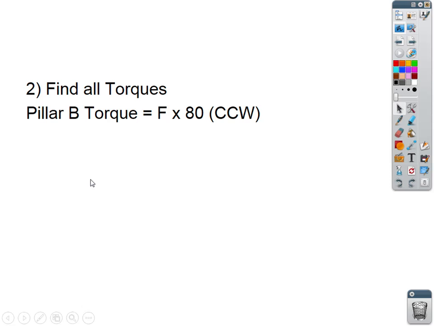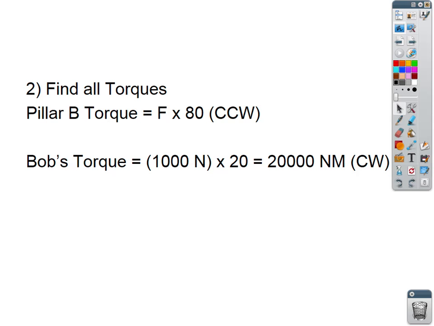So I'm not going to go back to my picture. The torque of pillar B would be the force times 80. We don't know what that force is. That's what we're trying to solve for. What is the force that pillar B is using to basically push the bridge up? Bob's torque, we do know that he's 1,000 newtons. This is 100 times 10. He said it was 100 kilograms. Times 10 times 20 meters. He's producing a 20,000 newton meter clockwise torque.